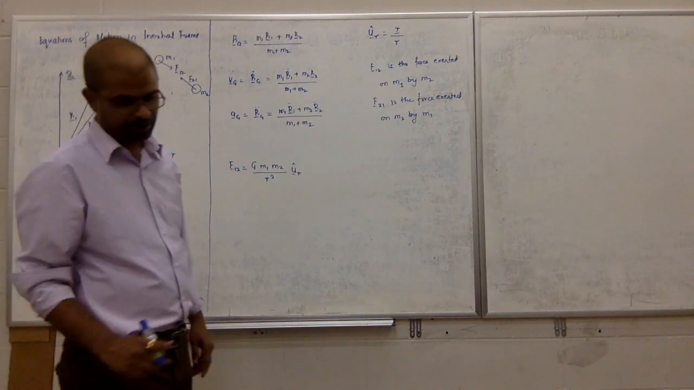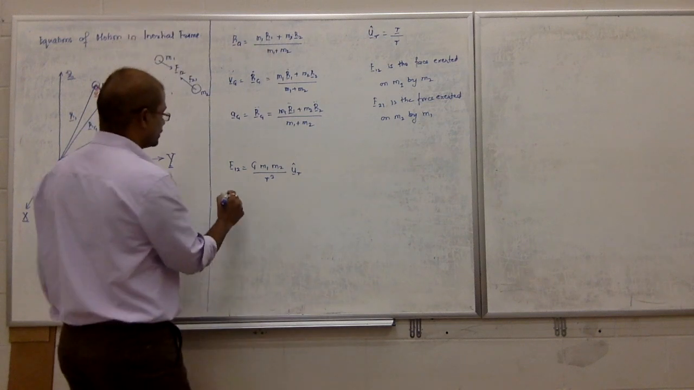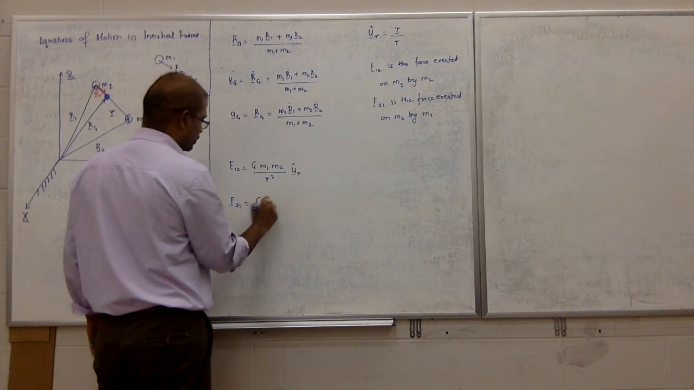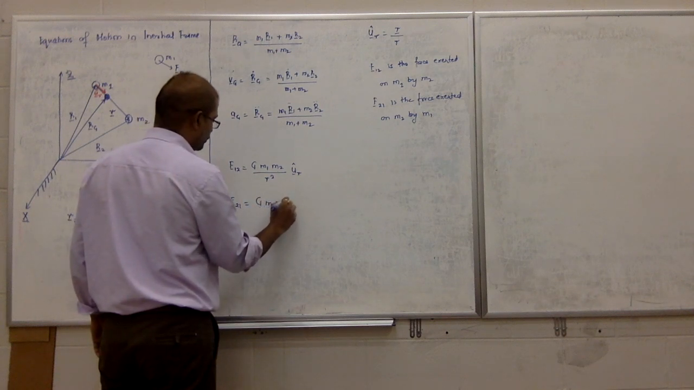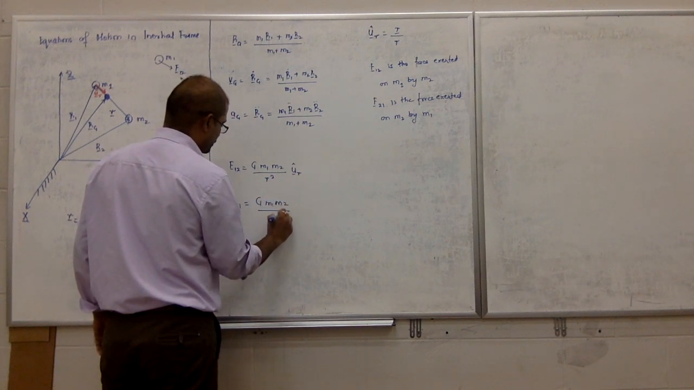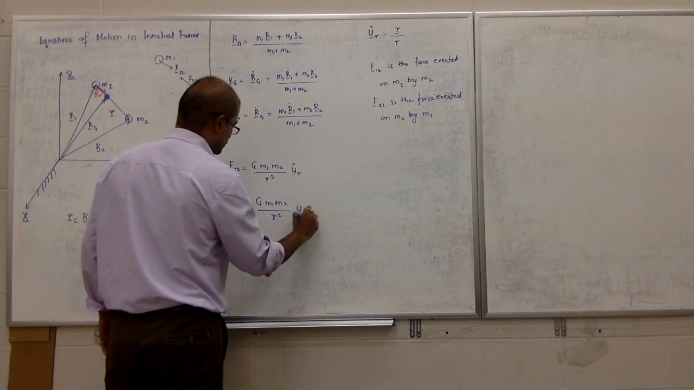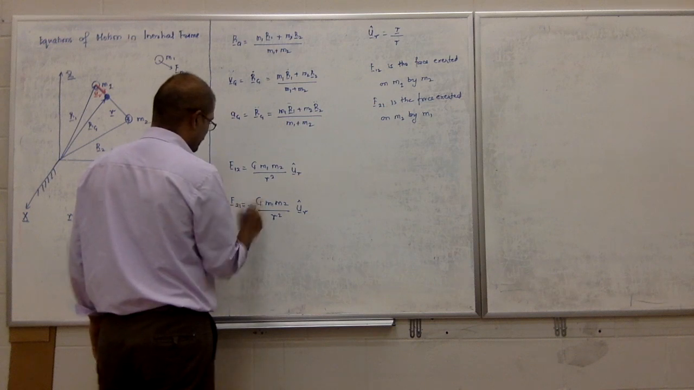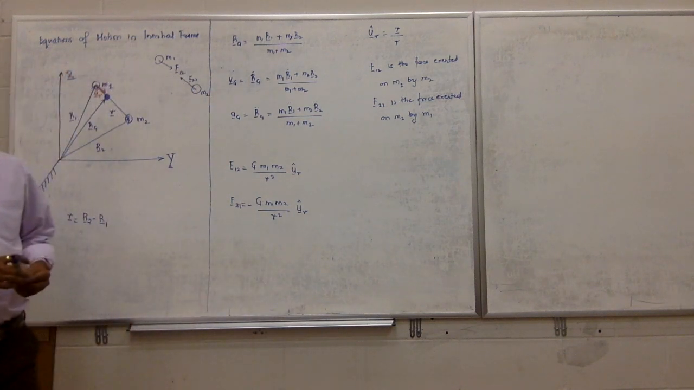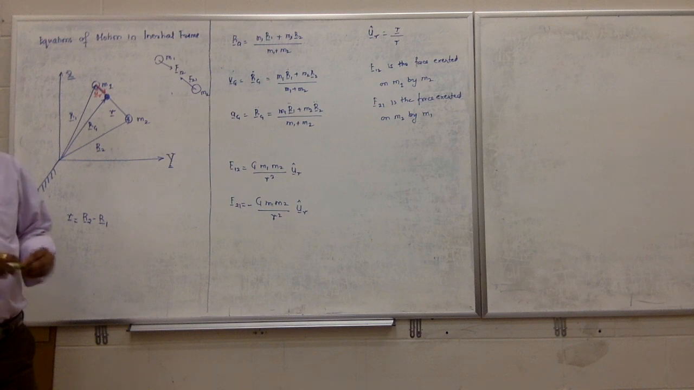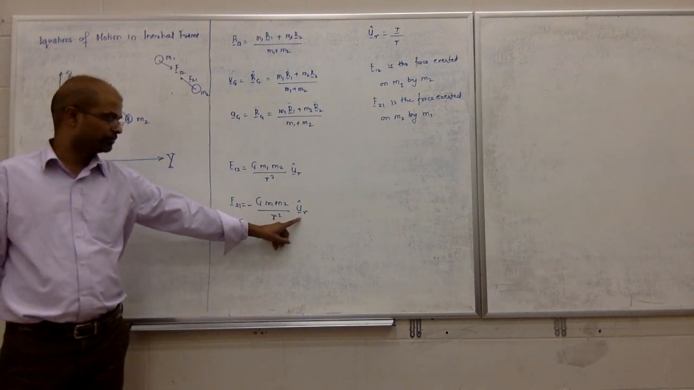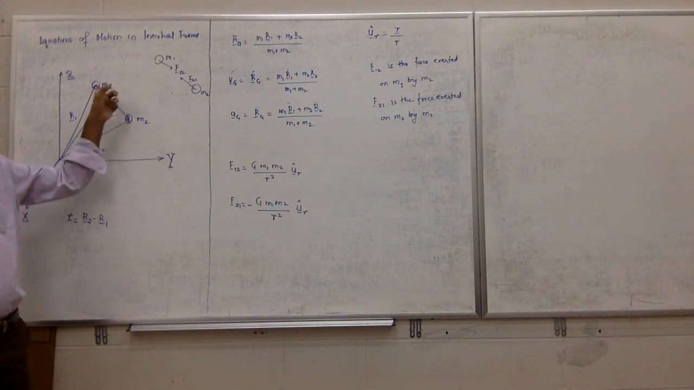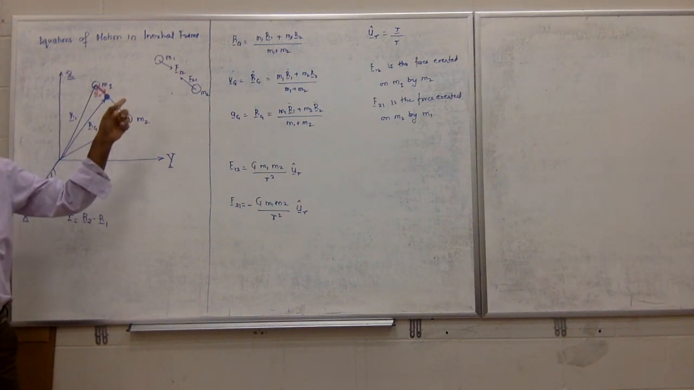Okay? And then you have F21 equal to G M1 M2 over R square. This is minus. It's essentially minus UR. Okay? So F21 is in the opposite direction as UR. Got it?